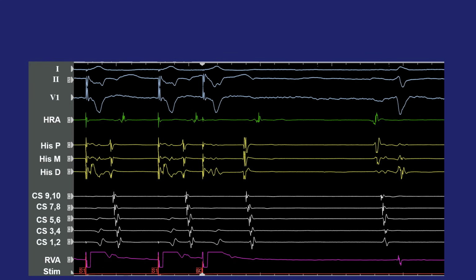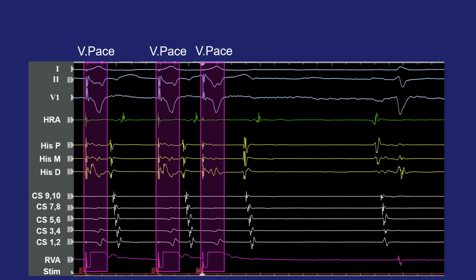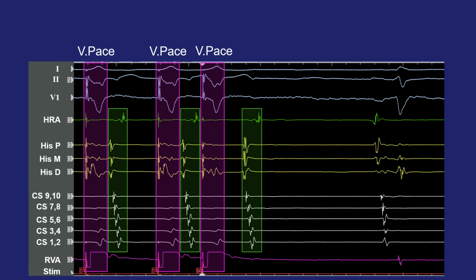but let's focus on the ventricular pacing on the left as we answer the question whether or not there's a concealed accessory pathway. Those are the 3 paced beats. And here are the ventricular events that correspond to those 3 paced beats.